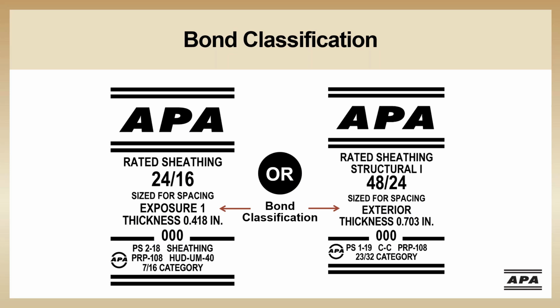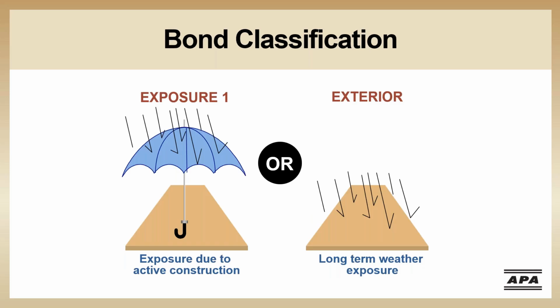Now, this is an example of the difference in the trademarks between an exposure 1 and an exterior bond classification. Exposure 1 panels will be appropriate for applications that will be covered with finished materials. Exterior bond classification is used when the panel is going to be permanently exposed. So concrete form panels and siding are two examples of exterior grade panels.